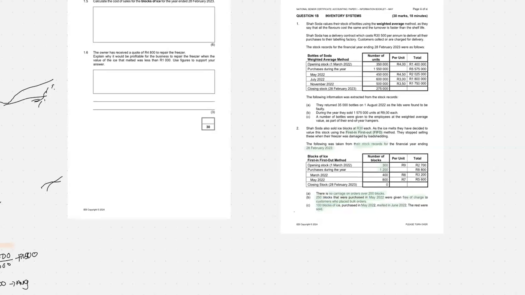And then the last part, they're saying that 100 blocks of ice purchased in May melted in June 2022. The rest were sold, meaning from May's purchases of 800, 100 of those melted. So we need to also minus those because what? They were not sold. Remember, cost of sales is for the cost of the goods that you have sold. So if you didn't sell that, it can't be part of the calculation for cost of sales. You need to subtract it. So then we need to now find out how many units were then actually sold. So let's just write this down.